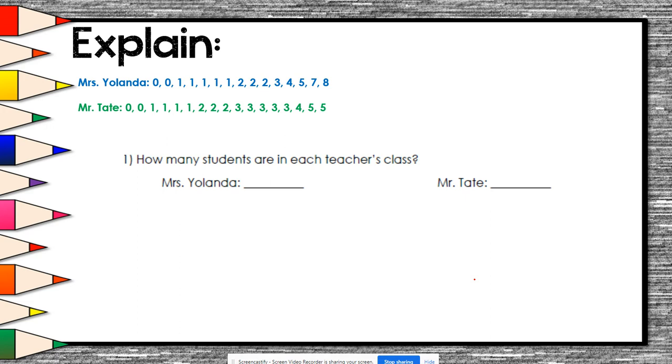How many students are in each teacher's class? Well, each of these numbers represents the students in the class, so we would count. For Miss Yolanda, that's 1, 2, 3, 4, 5, 6, 7, 8, 9, 10, 11, 12, 13, 14, 15 students. For Mr. Tate, that would be 1, 2, 3, 4, 5, 6, 7, 8, 9, 10, 11, 12, 13, 14, 15, 16, 17 students.